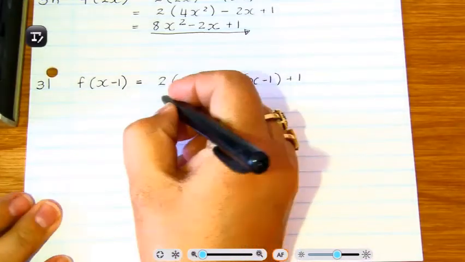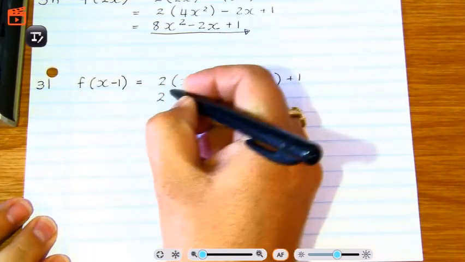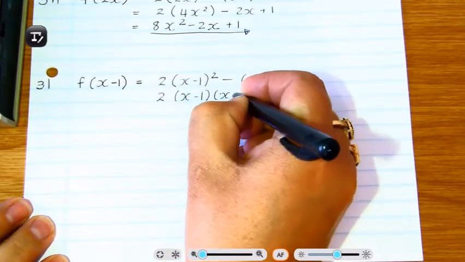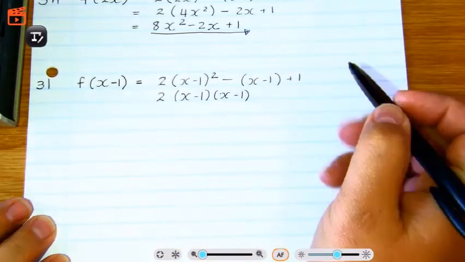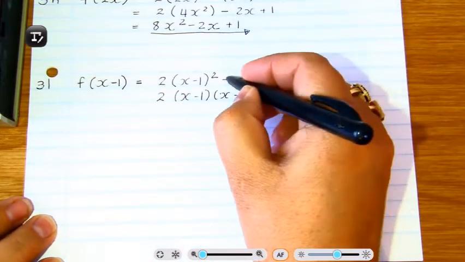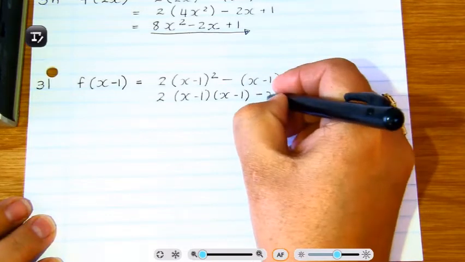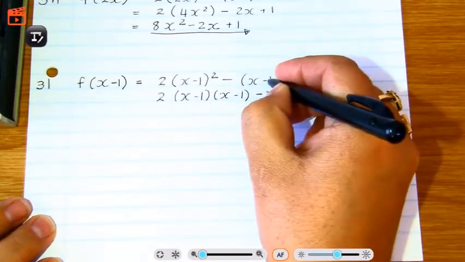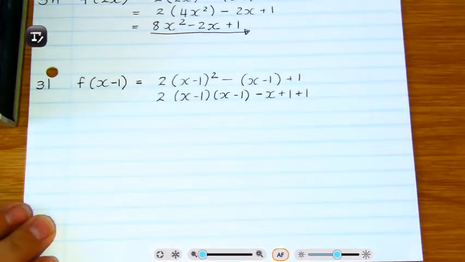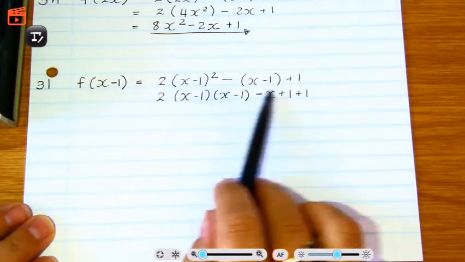I'm going to leave my 2 as it is for now. I'm just going to rewrite this so it's easier to FOIL. Over here I can get rid of this bracket: negative times x gives me negative x, negative times negative 1 gives me positive 1, and then I've got positive 1 there. So I've done the second part. Now I'm going to FOIL here.